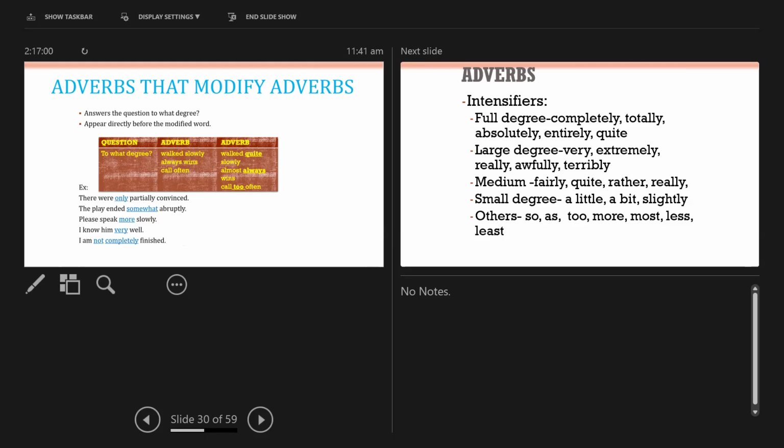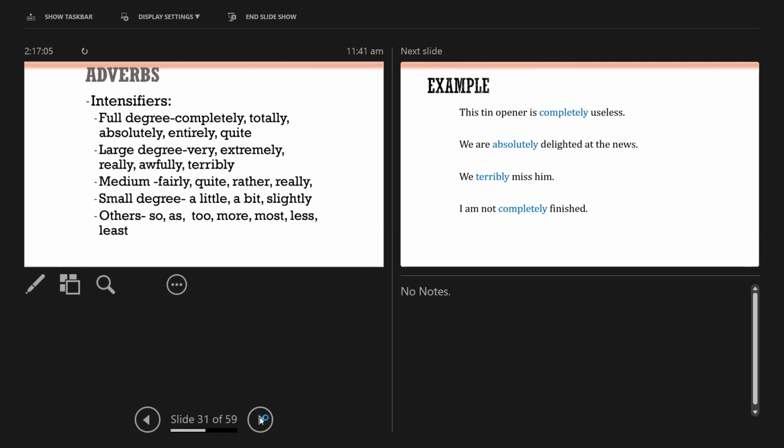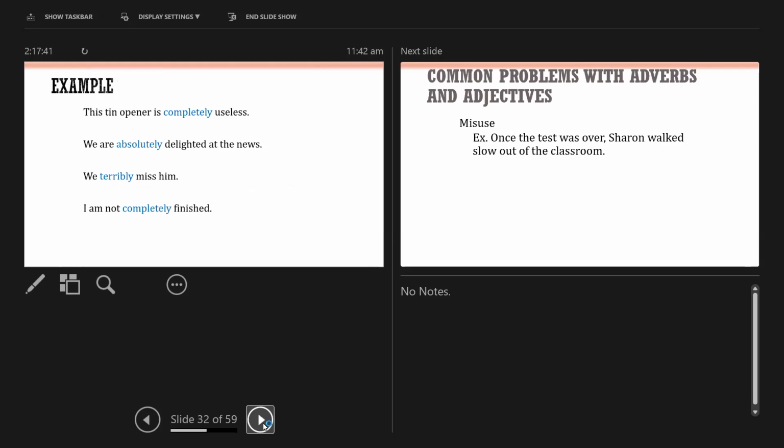Okay? So in adverbs, we also have intensifiers such as full degree: completely, totally, absolutely, entirely, quite. That's full degree, meaning all the way. Then for large degree, we have words like very, extremely, really, awfully, terribly. For medium intensity, you can use words such as fairly, quite, rather, really. And then small degree is a little, a bit, or slightly. Okay? Let's take a look at some examples.